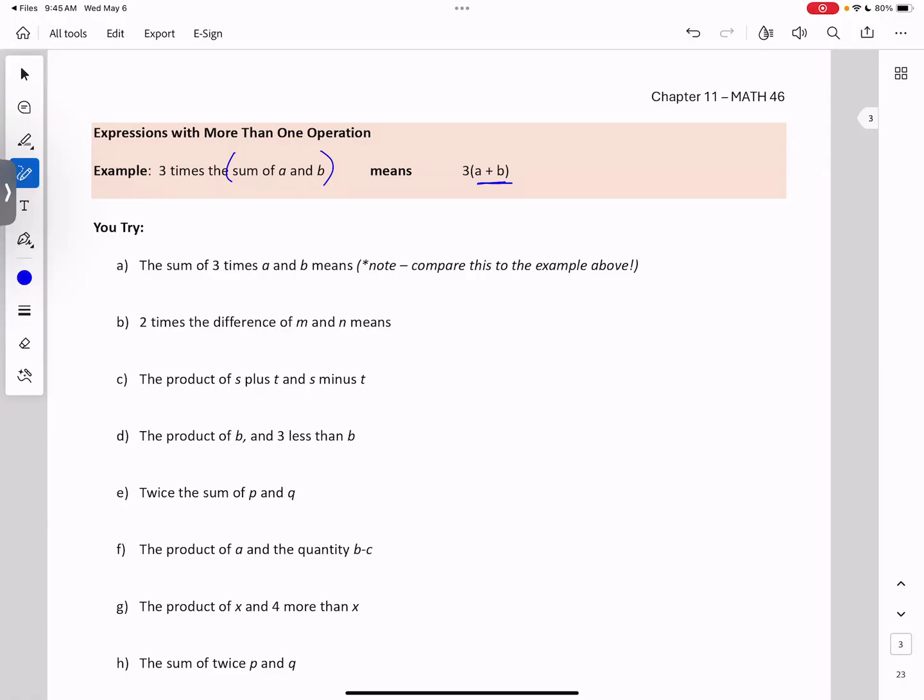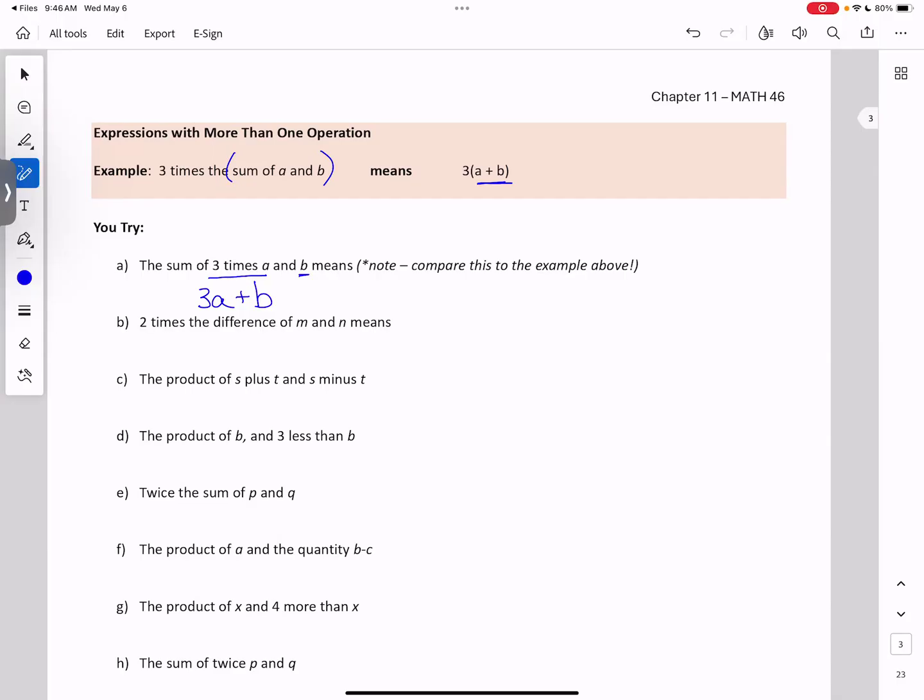Let's do one more together and then I'll have you try the rest. So we've got the sum of 3 times A and B. So careful, this is a little different than that example. We've got the sum of something. So what are we adding? We're adding 3 times A and B. So that's going to be 3A plus B. So note the difference there. All right, go ahead and pause the video, try the next ones, and then we'll do them together.